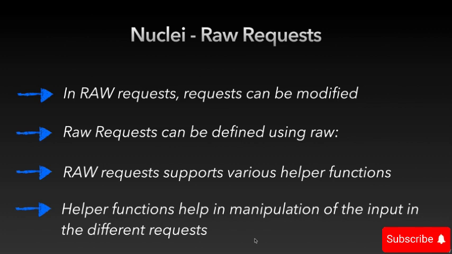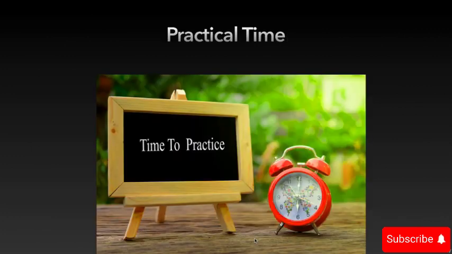Raw request can be defined using raw: in the Nuclei template. Raw request also supports various helper functions that we are going to see in future. Helper functions can help in manipulation of the input for different types of requests that you want to pass along with the template. So it's the practical time, and let's quickly see how you can specify a raw request in a template.